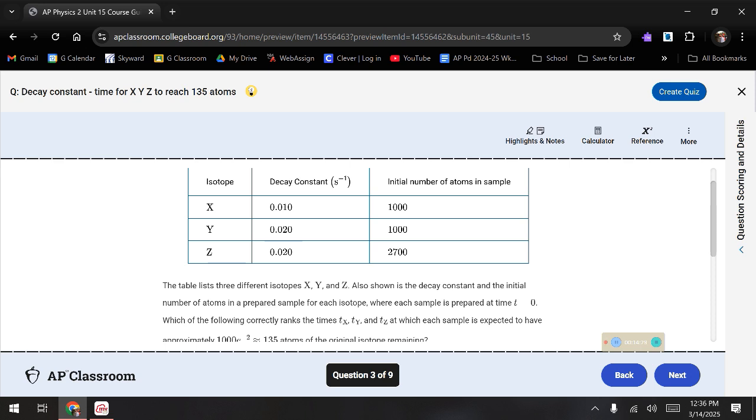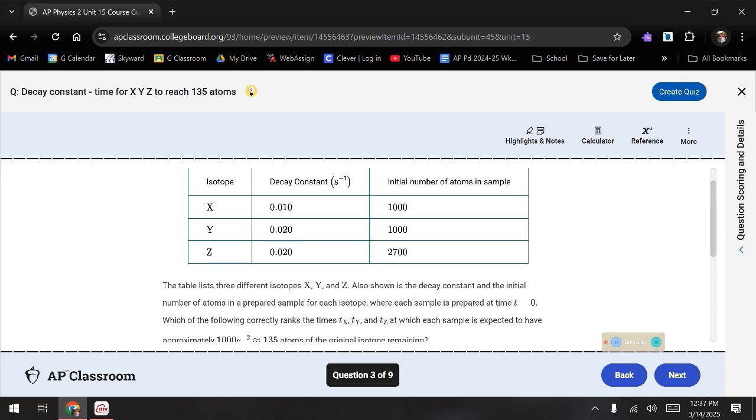If you invert the number of this guy right here, 1 over 0.01, what do you get? 100. What are the units on that? Seconds. What would that 100 seconds be? In other words, that's the amount of time it would take to go to 37% of its original amount. Does that make sense? So this one takes 100 seconds. What do these guys take? 50 seconds.